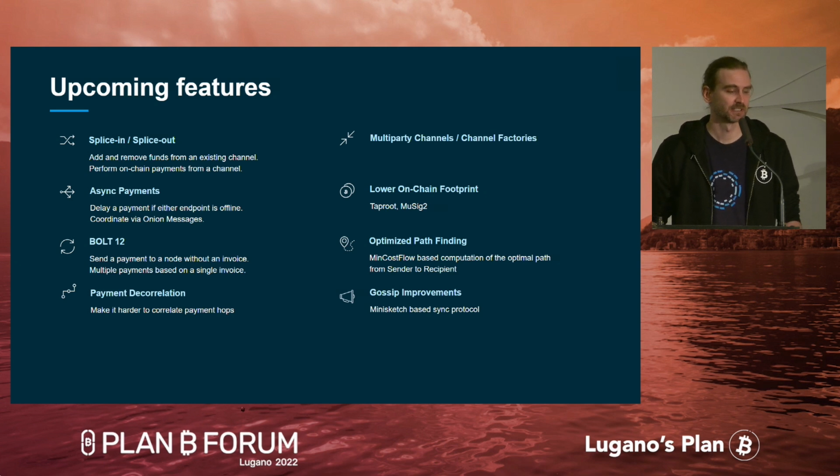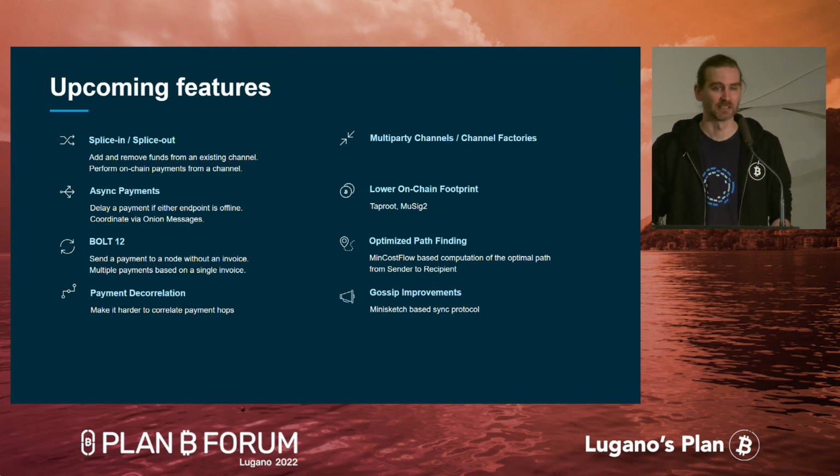Lower on-chain footprint with Taproot and MuSig. That's a neat little detail. It should increase our efficiency and reduce our on-chain footprint. And optimized pathfinding, for example, is also something that we're working on. Like I mentioned before, about 95% of payments are successful. What we want is 100%. What we might be able to get with stuff like the minimum cost flow algorithm is up to 99 to 99.9% success rate. So that's one payment in 100 to one payment in 1,000 that you'd have to retry. That's kind of nice.